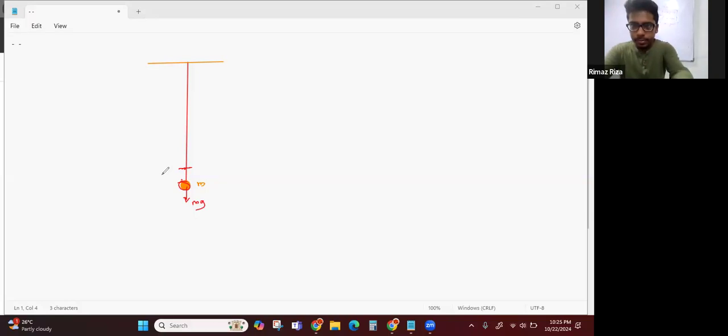Okay. So the next case is we have a weight string. It is on a smooth horizontal surface and it moves with a constant velocity. So when it moves with a constant velocity, then also everywhere the tension will be same, right? So let's write down that part.